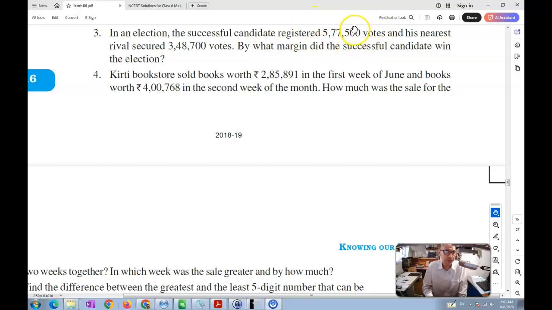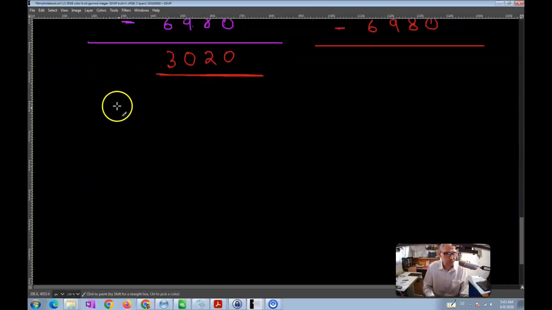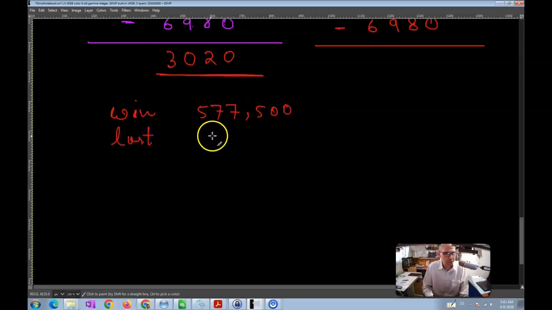This is for the successful candidate. This is for the one who lost in the election. Okay? So to find the difference between these two numbers, again, you will write basically the first number. Essentially, the one who won the election was 577,500, and the one who lost basically was 348,700. Okay, so you want to find the difference between these two numbers.